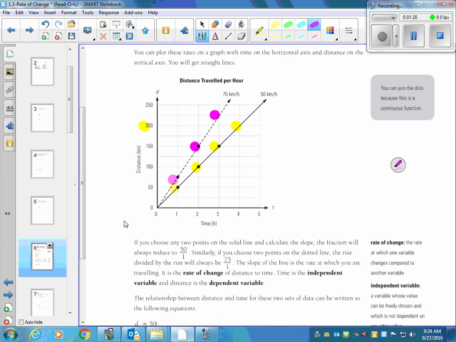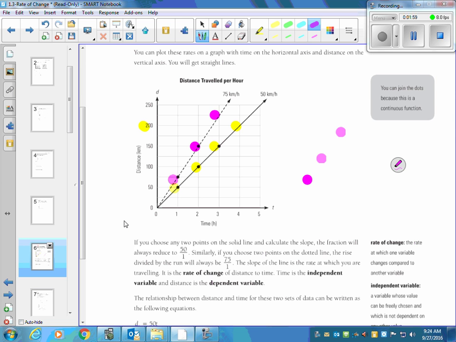Now, you can join those lines because it's a continuous function. If it wasn't a continuous function, you wouldn't join the lines. So, for example, if you bought one chocolate bar, it cost you $1. Two chocolate bars, it would cost you $2. Three chocolate bars would cost you $3. You can't get a partial chocolate bar, so in that case, you would just have dots. Okay? But because you can go 60 or 61 and a half kilometers per hour, we can form those lines.